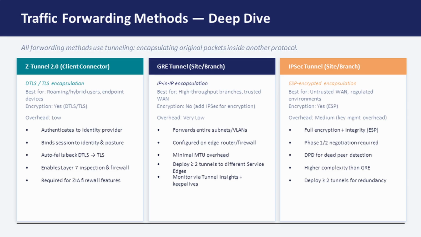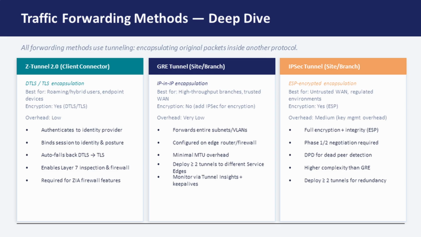The main operational things to watch are MTU, because GRE headers reduce the effective payload size and cause fragmentation if you're not careful, and redundancy. Always run at least 2 GRE tunnels per location to different service edges.